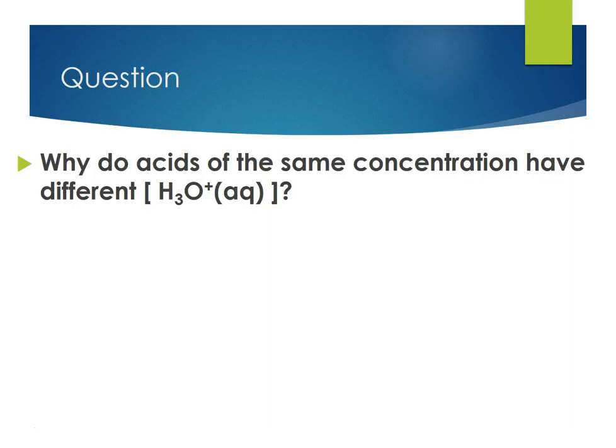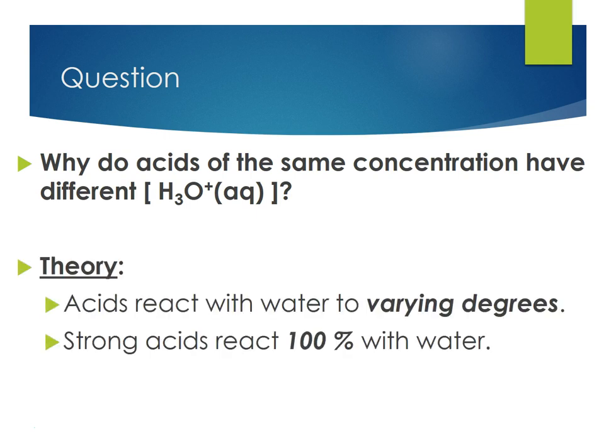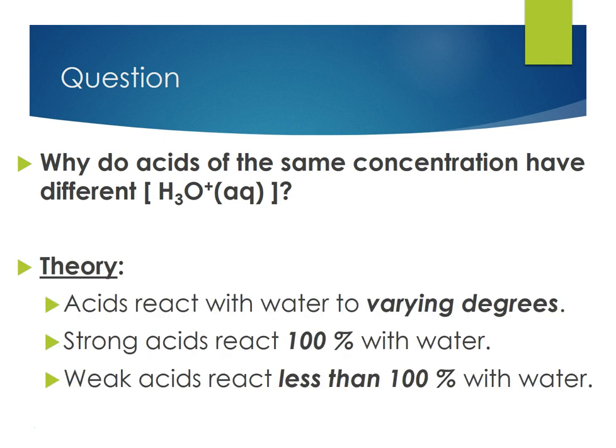Before we can learn how to do the calculations, it is important to have a conceptual understanding of why acids of the same concentration can have different concentrations of hydronium ions. Different acids can react with water to varying degrees. Strong acids react 100% with water. Weak acids react less than 100% with water. The more the acids react with water, the higher the concentration of hydronium ions will be in solution.